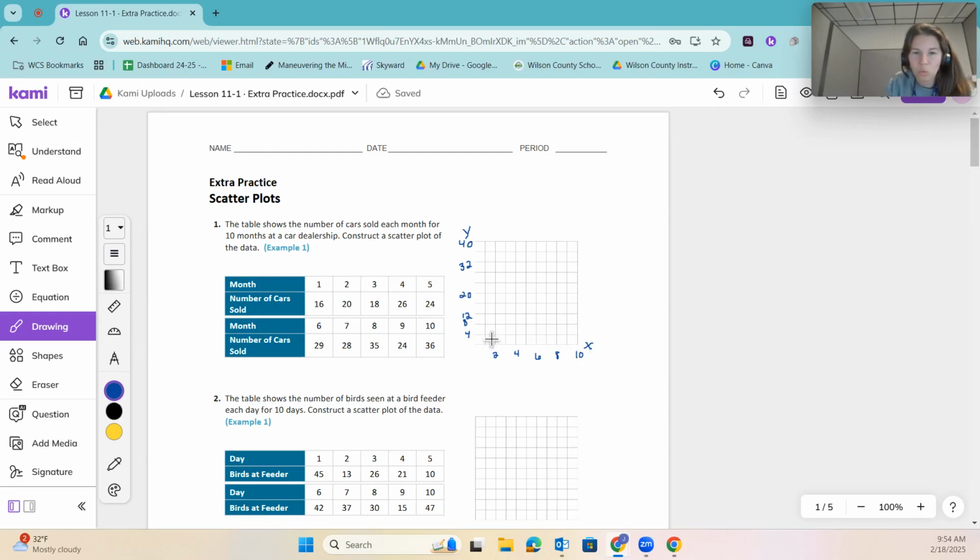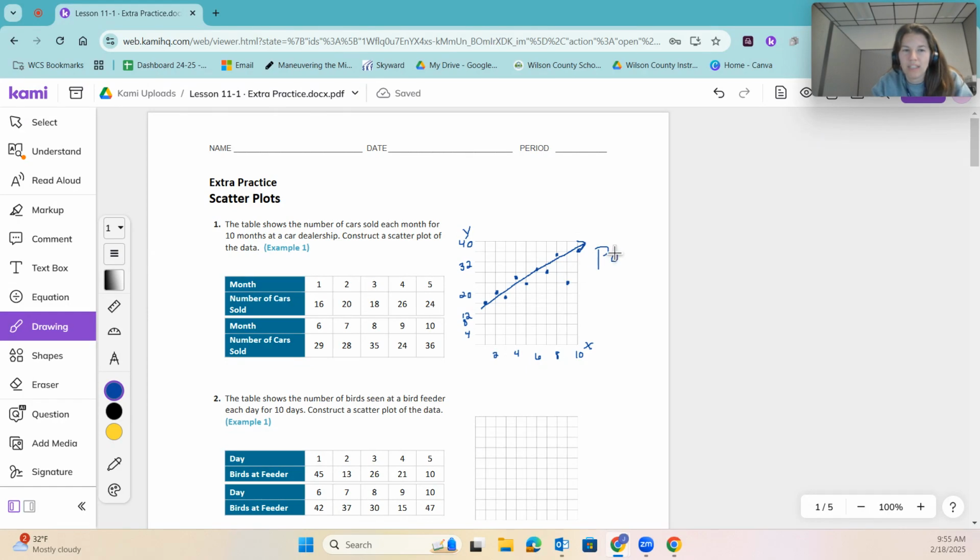All right. So for month 1, 16, I'm going to put a dot here. Month 2, 20, put a dot here. Month 3, 18, would be here. Month 4, 26 would be in here. Month 5, 24 would be here. After we plot this data, we can see that as x increases, y also increases.